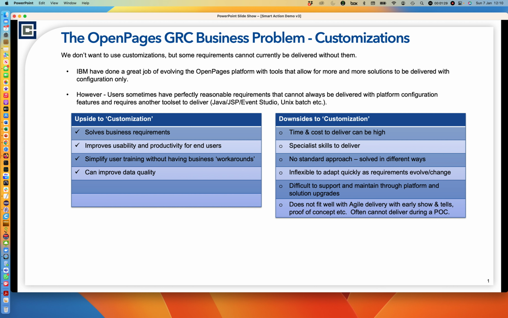It's difficult to support and maintain through platform and solution upgrades, and doesn't fit well with agile delivery, where we want to do early show and tells and proofs of concept. Often we deliver a proof of concept without that piece of functionality, which is often actually critical to the success of it. So Smart Actions provide the ability to do much more configuration and deliver many more requirements.